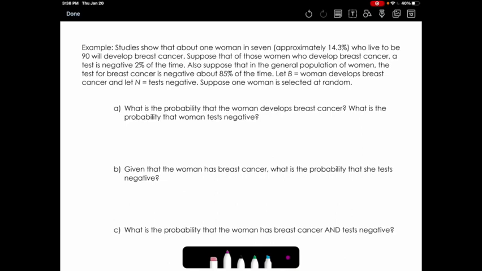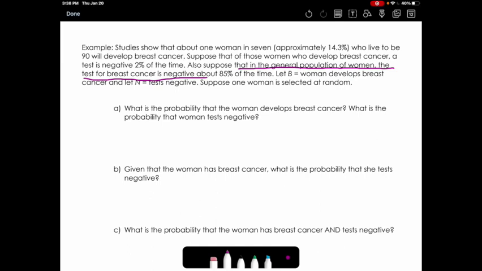And the example reads, studies show that about 1 woman in 7, which is approximately 14.3%, who live to be 90 will develop breast cancer. Suppose that of those women who develop breast cancer, a test is negative about 2% of the time. Also suppose that in the general population of women, the test for breast cancer is negative about 85% of the time. Now, this is important when it says in the general population because it's not conditional. We're not making another assumption, okay?